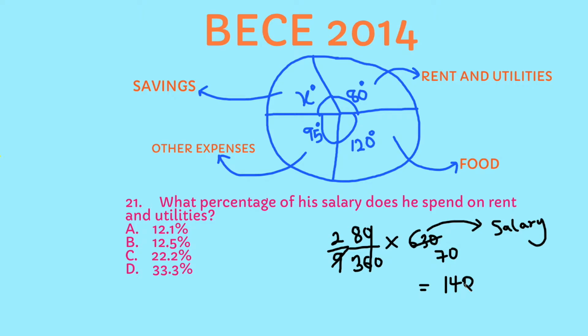The amount he spent on rent and utilities is 140. We're now going to divide 140 by 630 and multiply by 100 to find the percentage of his salary that he spent on rent and utilities. And our final answer will be 22.2%.